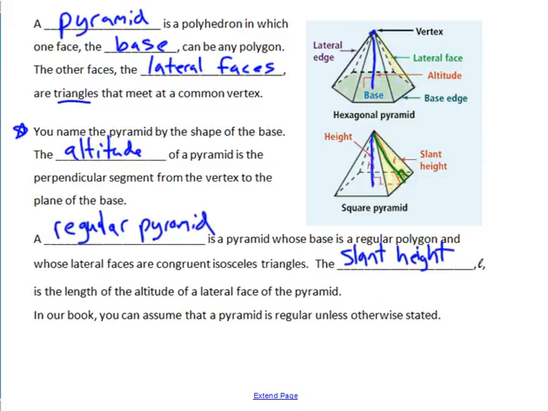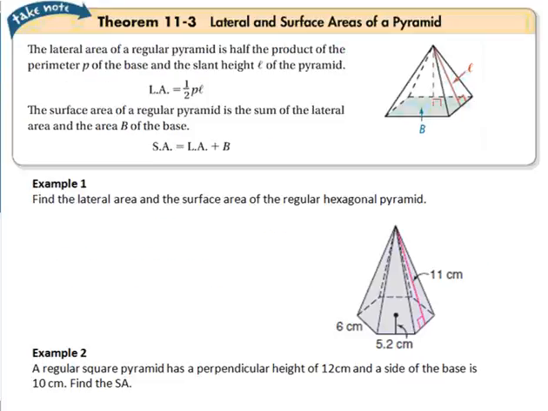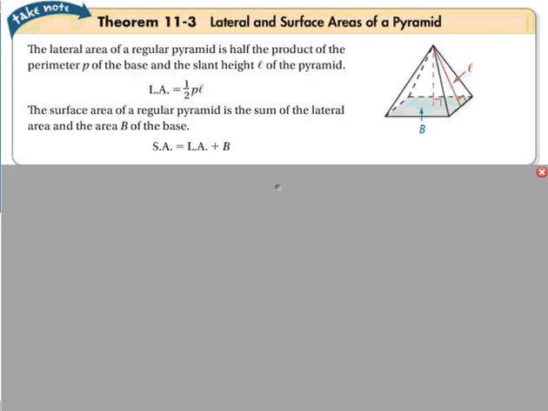You can assume that a pyramid is regular unless stated otherwise. We're going to have to use the slant height when finding the surface area of these shapes. Here's Theorem 11.3. I would strongly suggest putting all these theorems on your theorem sheet, because they have the formulas in them too. The lateral area of a pyramid is half the product of the perimeter of the base and the slant height.